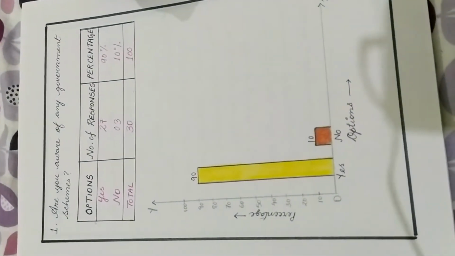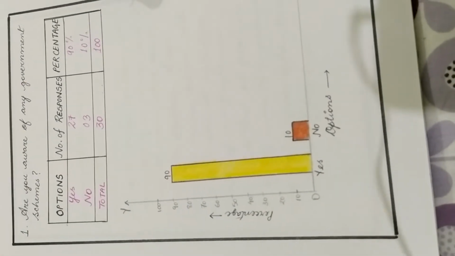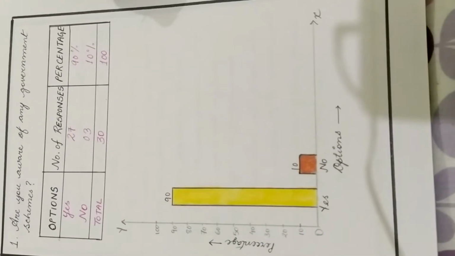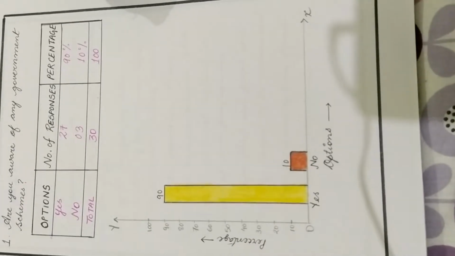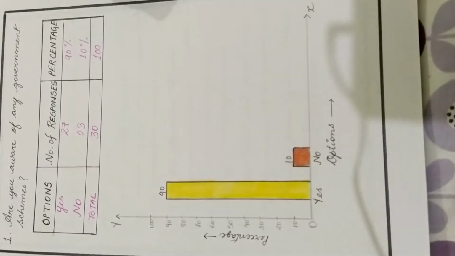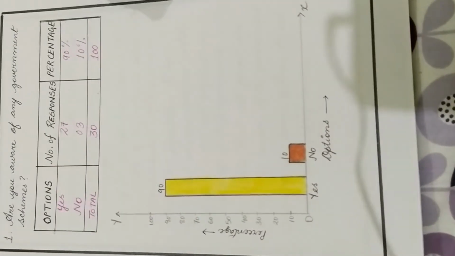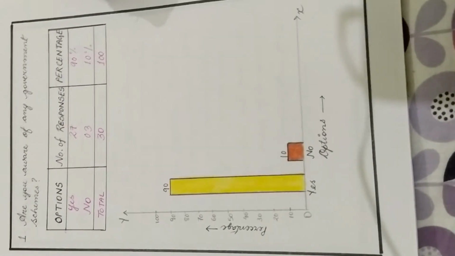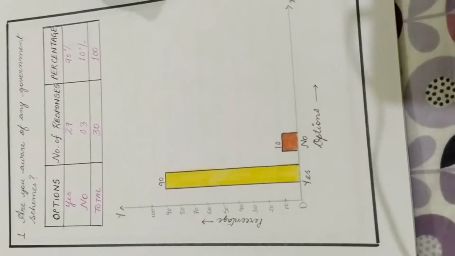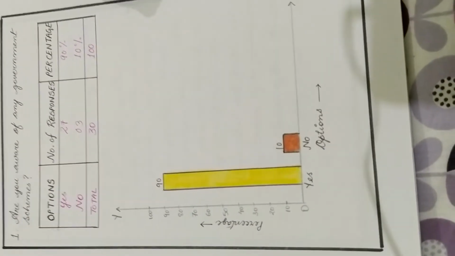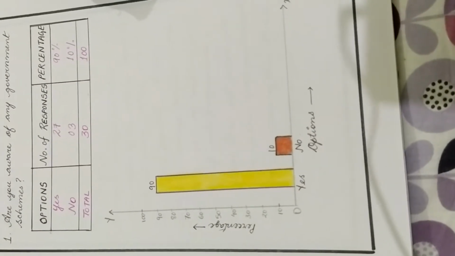See, this is question number 1. Are you aware of any government scheme? This was the first question of her questionnaire. So she took the yes options, she took the no options. Then out of 30 respondents, 27 responded yes, 3 responded no, and then she took out the percentage. After taking out the percentage, she presented it very nicely in the form of a bar diagram. Did you see? Similarly, she has conducted this kind of graphical analysis on almost all the objective type questions, which had yes or no options, or some other kind of options. So let us see more of such graphs.